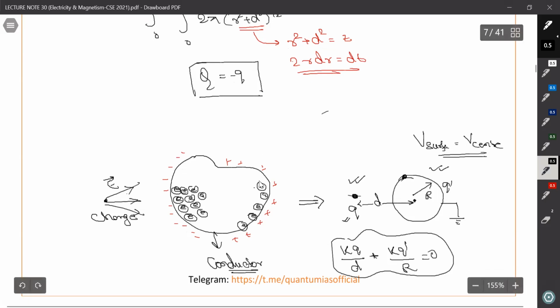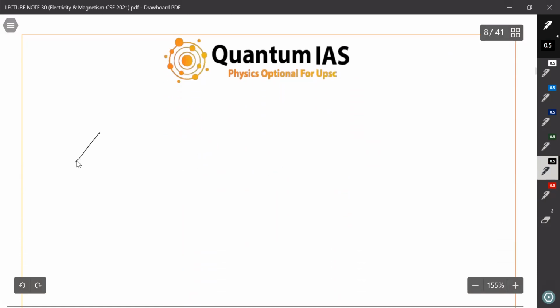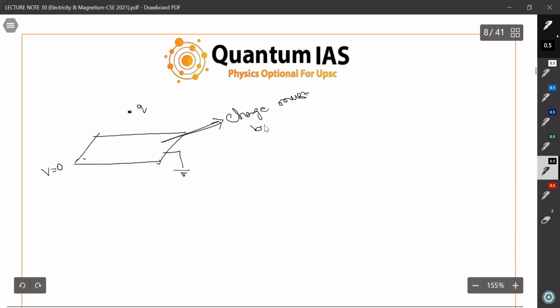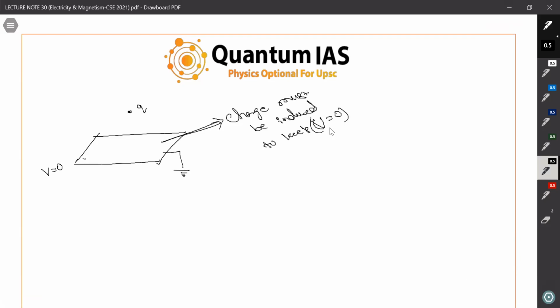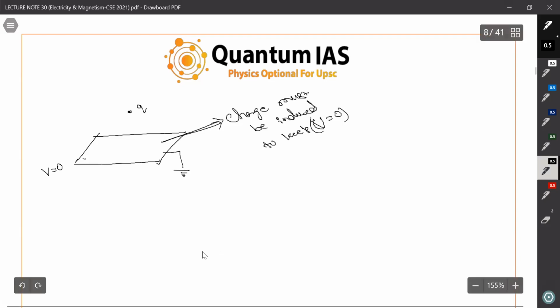So here also, if the conductor was there and it is placed at earth or grounded, the potential was 0. But if you place Q here, then charge must be induced here to keep V equal to 0. This is the idea behind the induction. Okay. Now, using the method of images, we can easily find the potential. We can easily find the charge also. Right now, can you find the force?